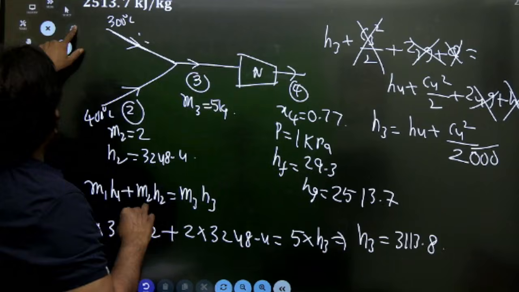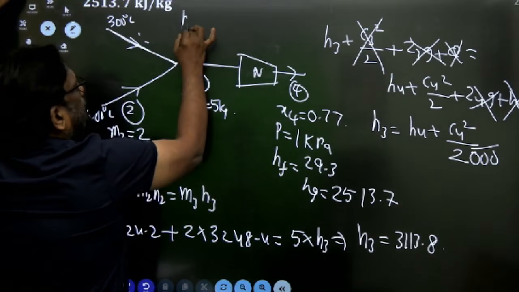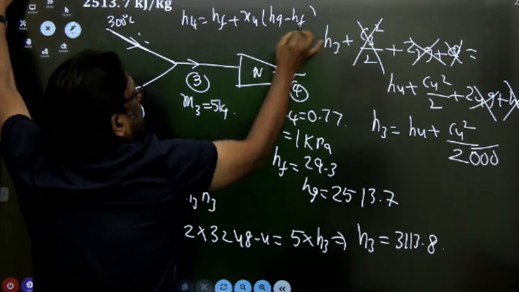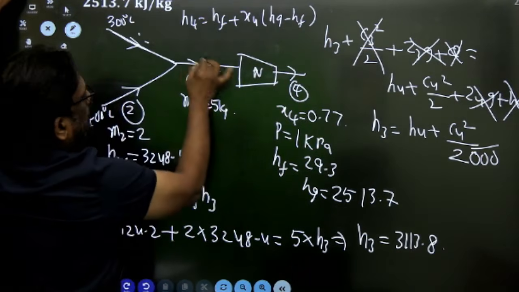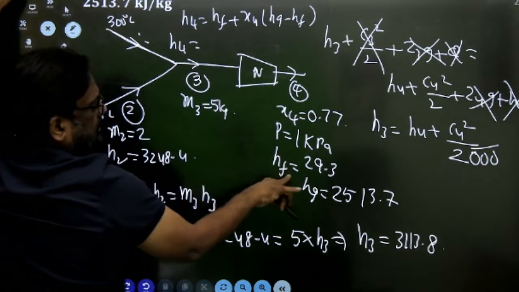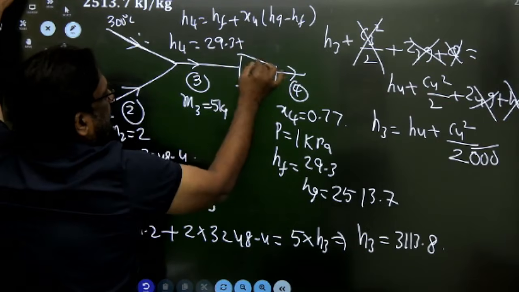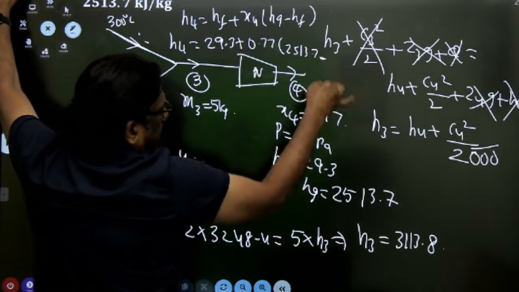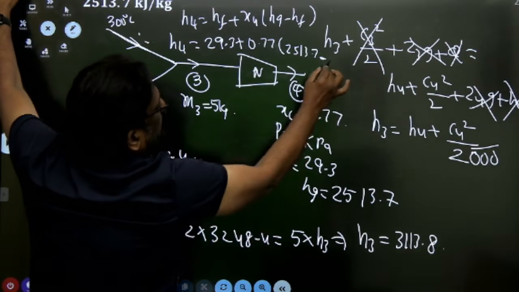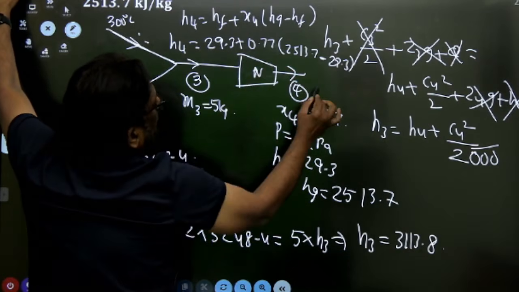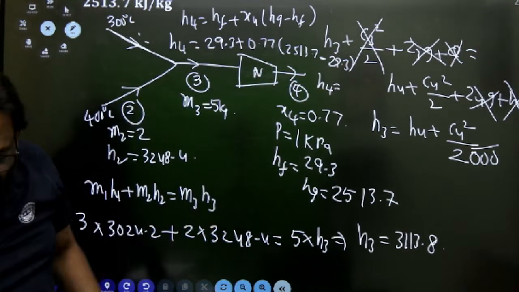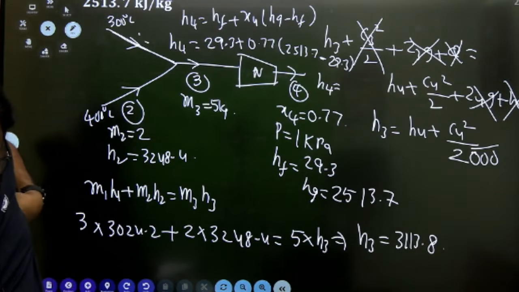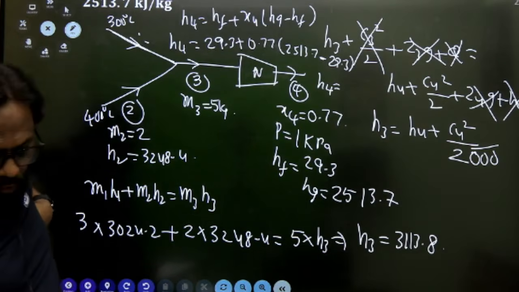H4, the enthalpy at the nozzle exit. It is in the wet region. So H4 is equal to HF plus X into HG minus HF. So what is H4? What is HF? HF is equal to 29.3, and the dryness fraction is 0.77 into HG, which is 2513.7, minus HF, which is 29.3. So everything is known here, and I can easily calculate H4. H4 comes to 1942.3.